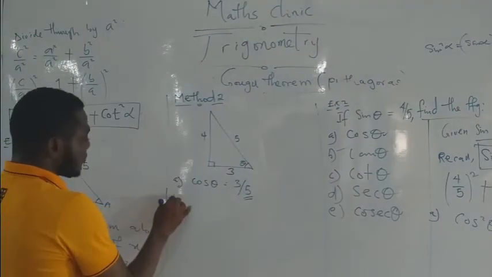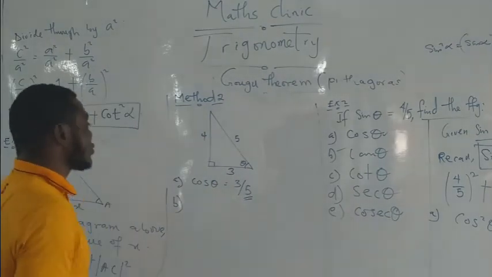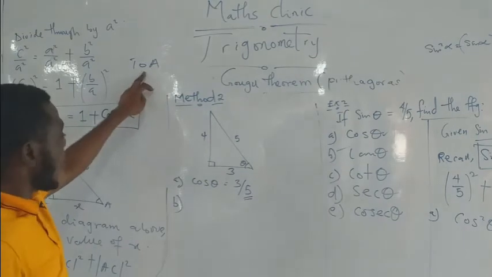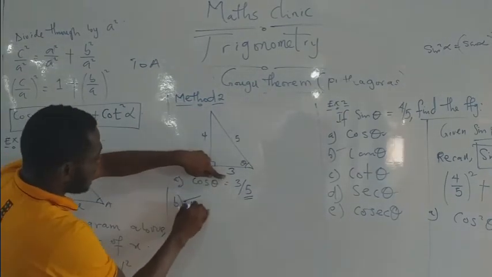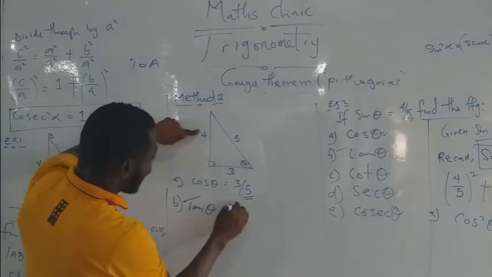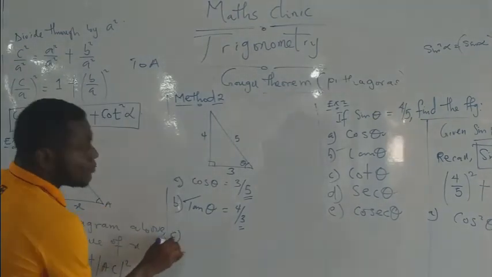Okay, B. We want to look for tan theta. Tan is TOA, that is opposite over adjacent, that is 4 over 3. Tan theta equals opposite over adjacent, that's 4 over 3. So the next one now, that's C.